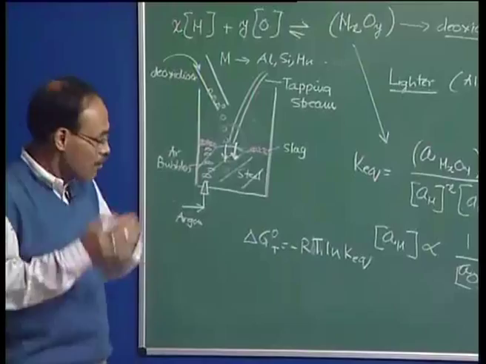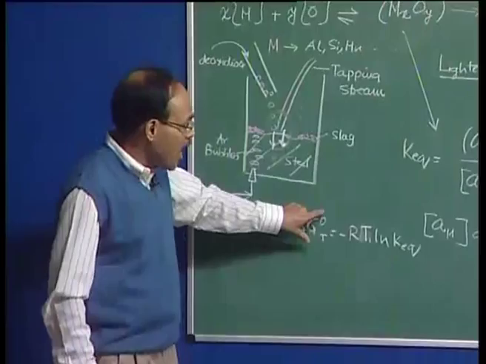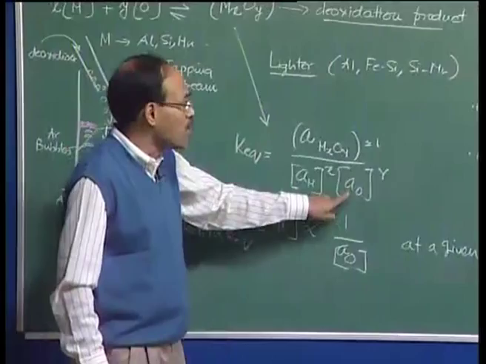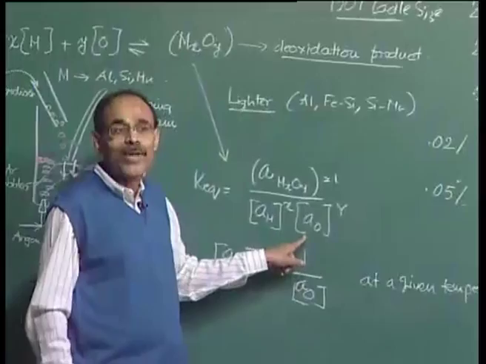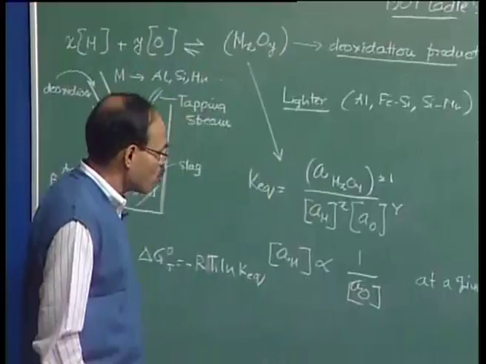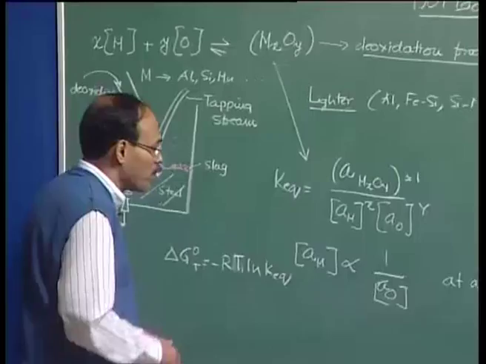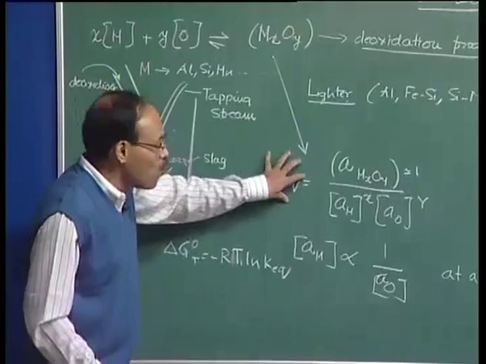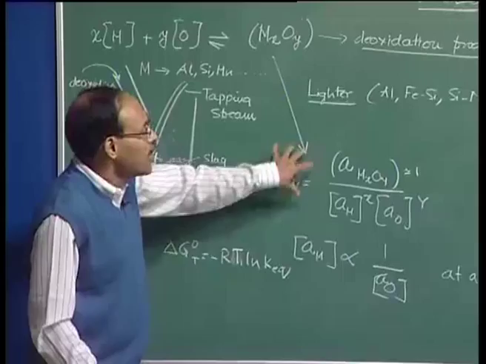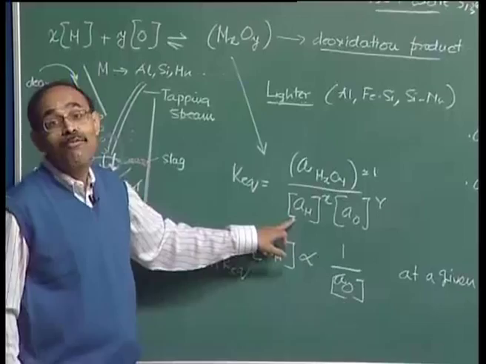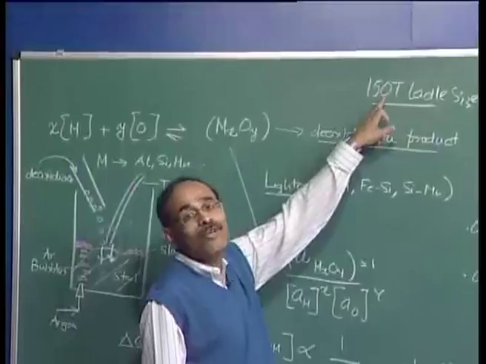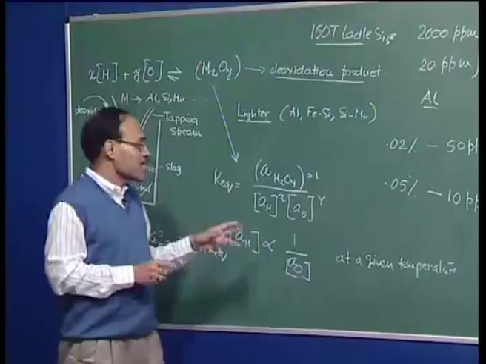Knowing the value of delta G naught, I should be able to calculate the value of K equilibrium. If I know the final level of oxygen in the bath, which is 20 ppm, written in the appropriate scale, I can use a Henrian activity or weight percentage scale, whichever is convenient. Typically, the weight percentage scale suffices here. So, if K equilibrium is known, I will be able to find out how much aluminium is there in equilibrium, and I can translate that with reference to the 150 ton bath and say that 4 kg of aluminium is there in the dissolved state.